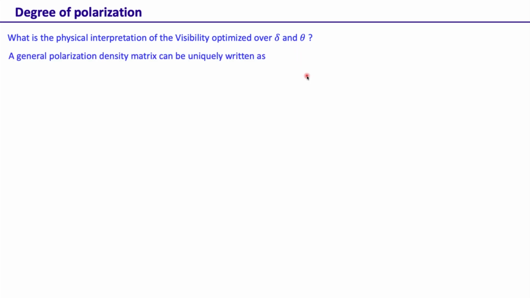Okay, so now that we have the expression for visibility, we ask the question as to what is the physical interpretation of this visibility that is optimized over delta and theta.